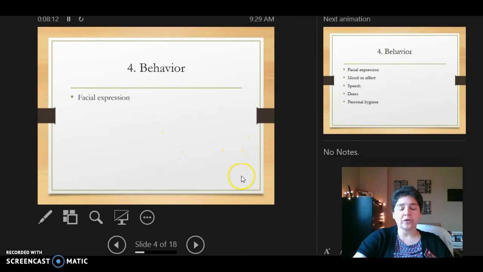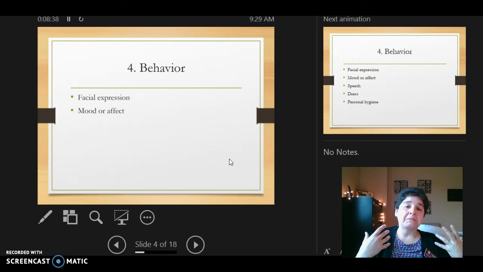Next is their behavior. Going to look at their facial expressions. Do they maintain eye contact if it's culturally appropriate for them to? If I say something funny to them, do they smile or do they laugh? So are their facial expressions appropriate to the conversation? Also their mood or affect. What does their mood seem like? Do they seem content? Do they seem happy? Do they seem sad, depressed? Are they withdrawn? Looking at their mood.